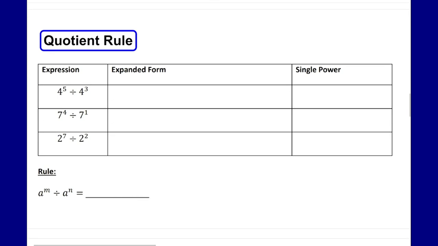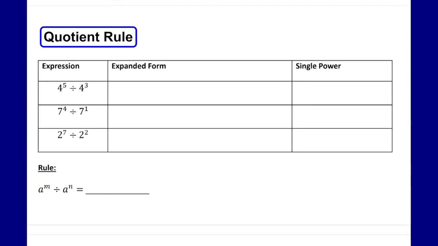The next rule is the quotient rule. So the quotient rule is basically when we're dividing powers. Quotient is basically the answer to when we divide two things. So the quotient rule is for dividing powers. Now, if I was to write this out, so I have 4 to the power of 5 divided by 4 to the power of 3.